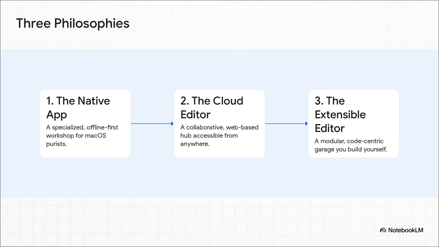So, when it comes to working with LaTeX on a Mac, you've basically got three main philosophies, three ways of thinking about it. First, you've got the native app approach. This is for the macOS purists, a dedicated, polished tool that feels like it was born on your Mac. Then there's the cloud editor, perfect if you're collaborating or always on the move. And finally, you have the extensible code editor. This is like your own personal garage, a place for those of you who want to build and customize your perfect environment from the ground up.